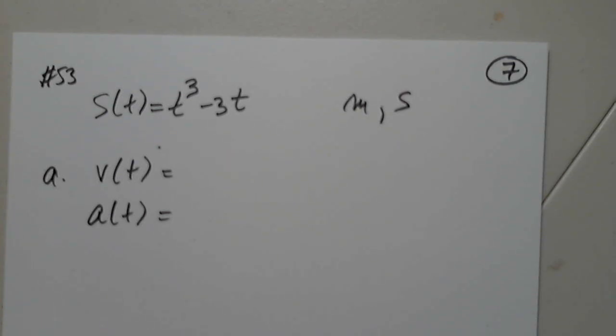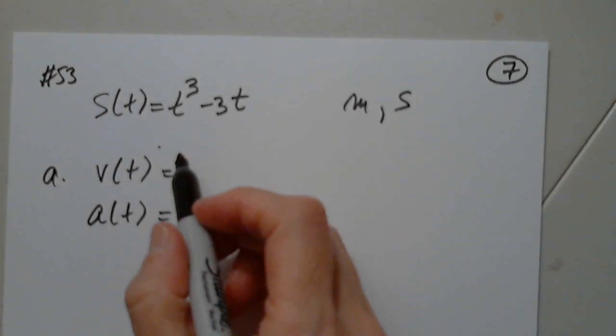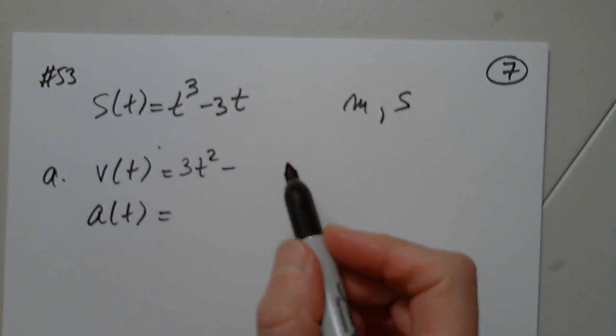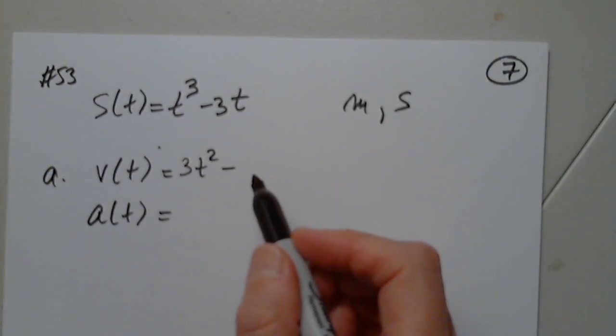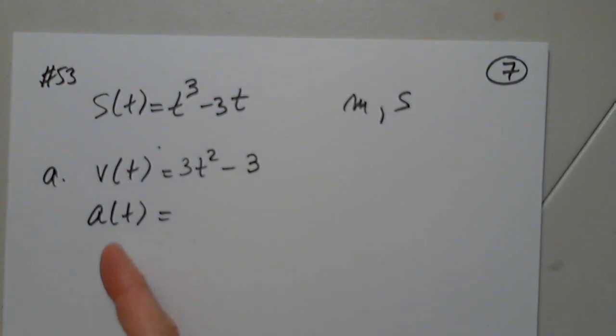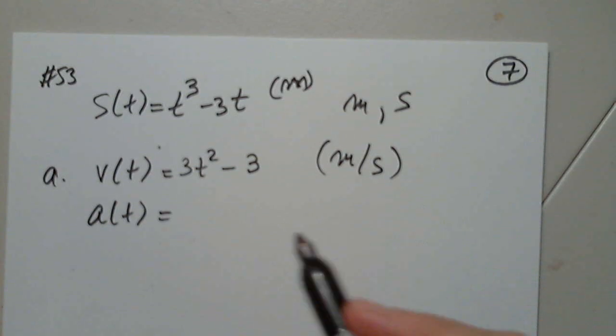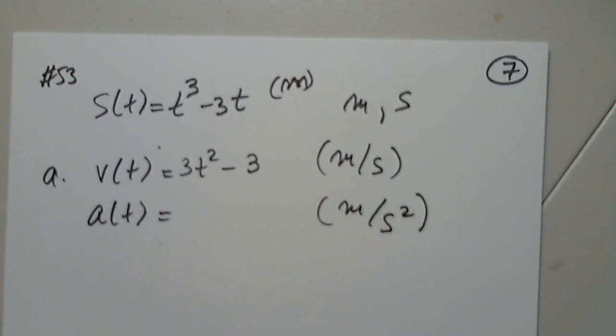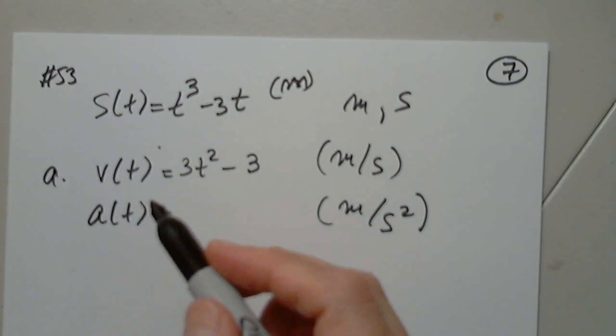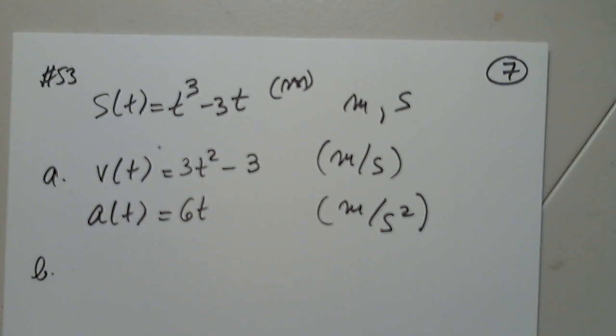Can anyone try v of t? That's 3t squared minus 3. That's it. Can anyone try the acceleration? So if this is in meters, this will be in meters per second, and this will be in meters per second squared. Can anyone differentiate this for us? And that will be the acceleration. 6t, indeed.